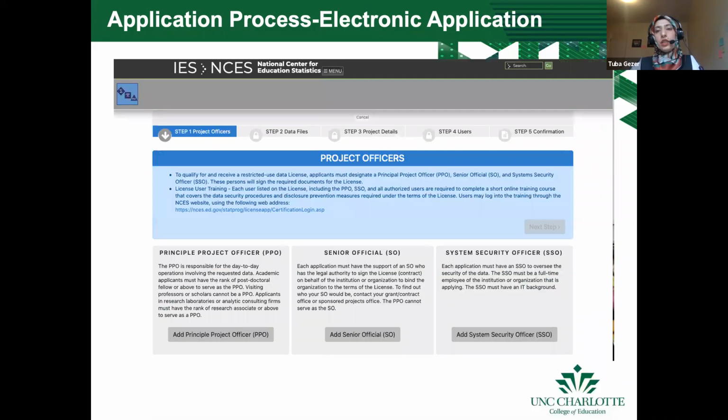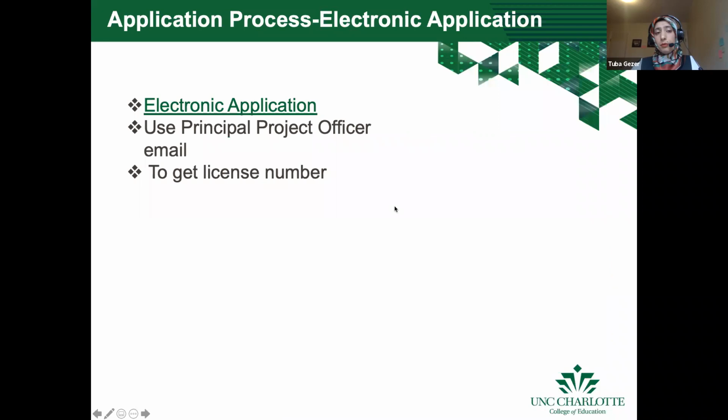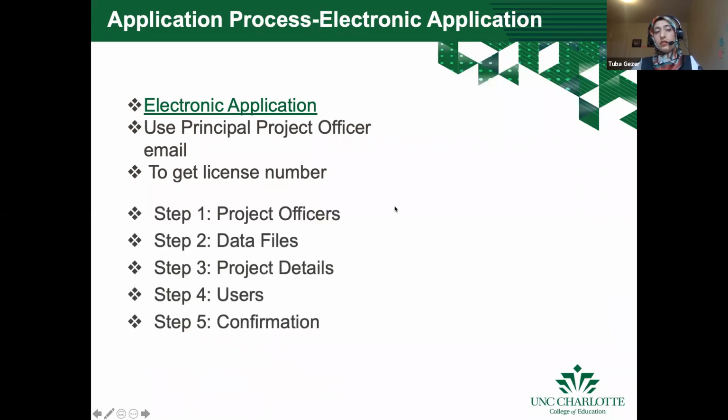So once you enter her information, you will see something similar to this. And as you see, there are 5 steps of this electronic application. First you will introduce your project officer, and then you will select your data file and project details, other users, and at the end you will confirm all of that information.